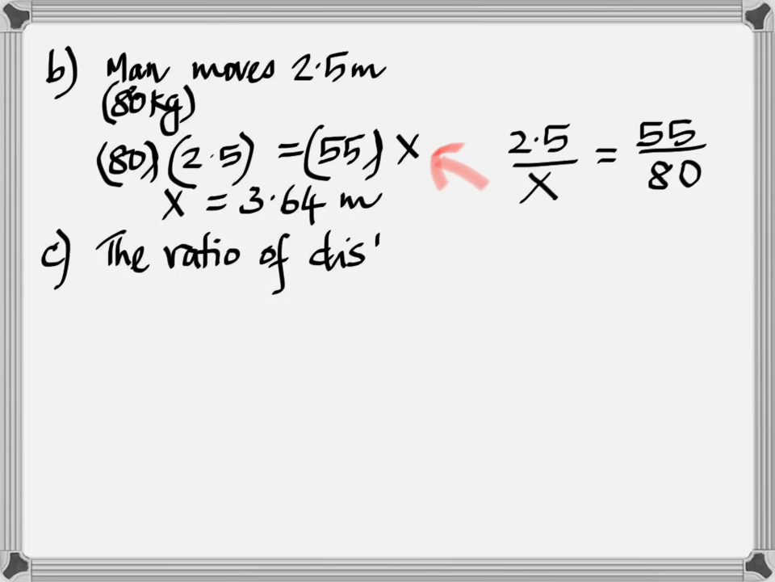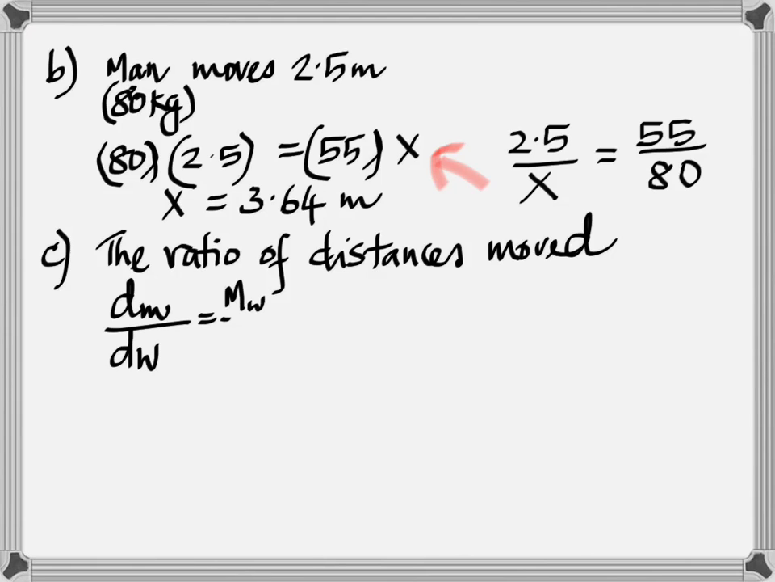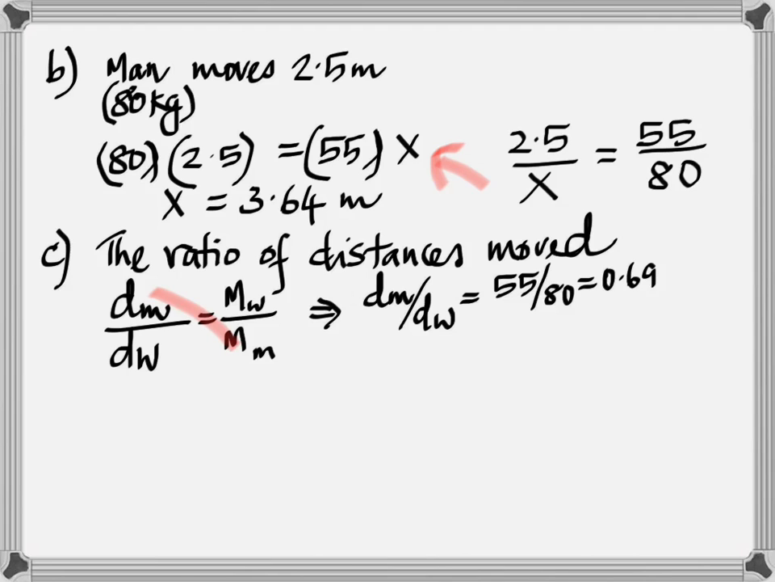And then in the C part, how far will the man move when he collides with the woman? Know that the ratio of the masses must be the reverse of the ratio of distance moved, which is what I'm writing now. You just notice that it's reversed because the heavier one will move a smaller distance. So I get the ratio as 0.69.